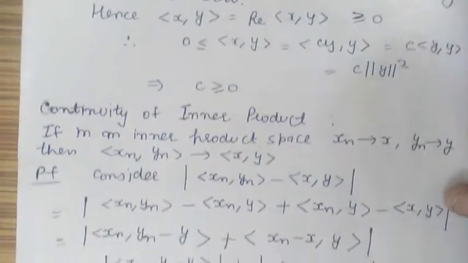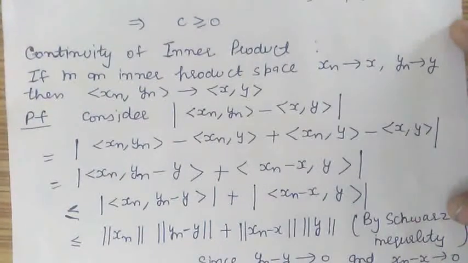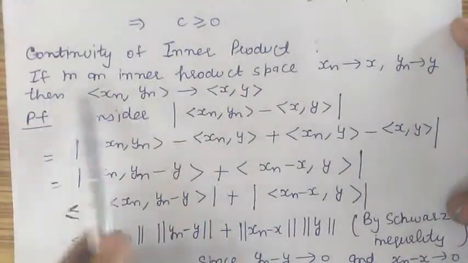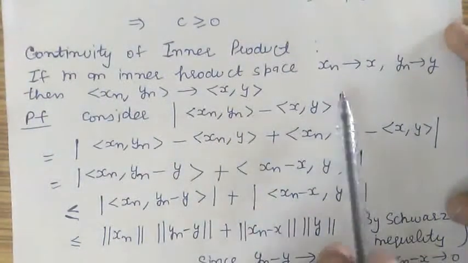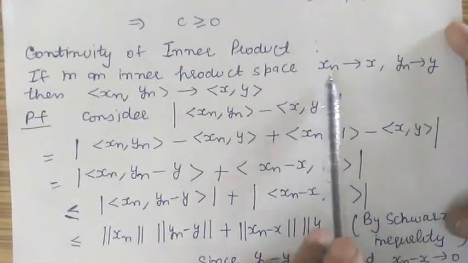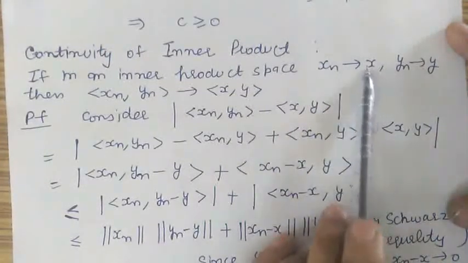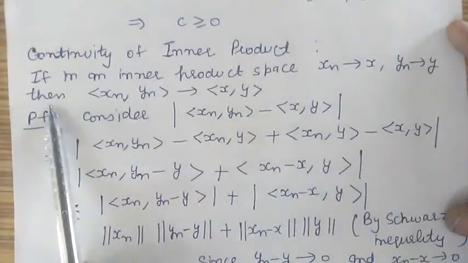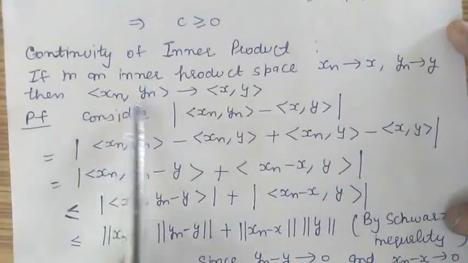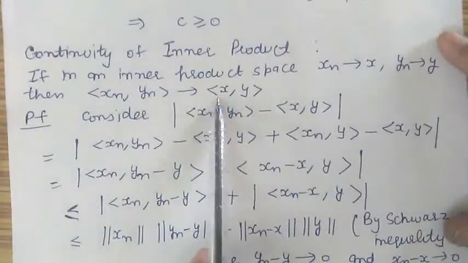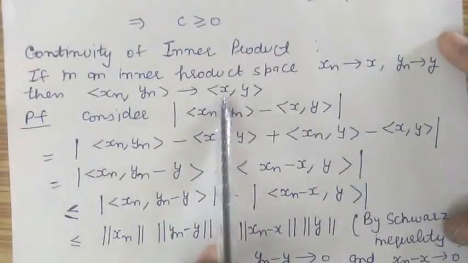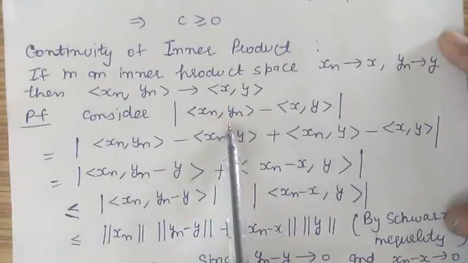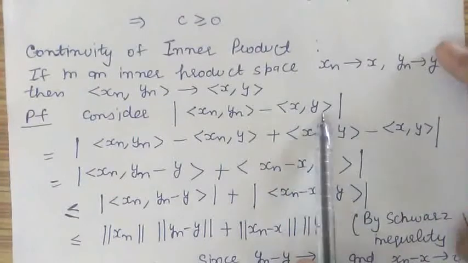Now a further property of the inner product is that the inner product is a continuous function. In order to prove this, we have an inner product space X and two sequences xn and yn. xn is a sequence which converges to x and yn is a sequence which converges to y. Then we are to prove that the inner product of xn and yn converges to the inner product of x with y. So let us consider the modulus of the difference of the inner product of xn and yn and the inner product of x with y.